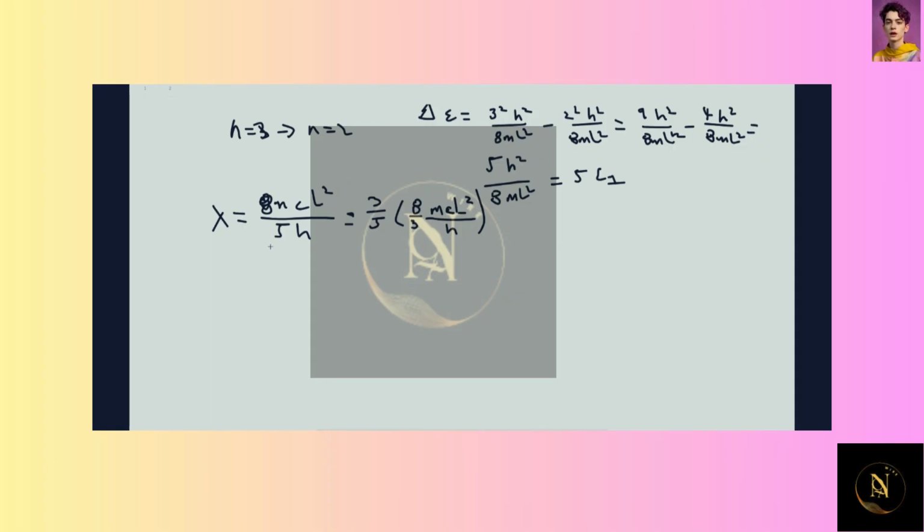Because if you cancel that, you have 8/5. So 3/5 times 8/3. This means that this lambda is equal to 3/5 times 19.2 micrometers, which is equal to 11.5 micrometers. So it's a shorter wavelength for the transition from the higher energies, which means higher energy, which makes sense.